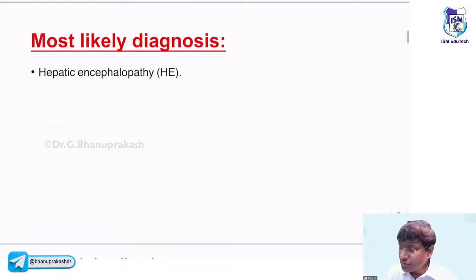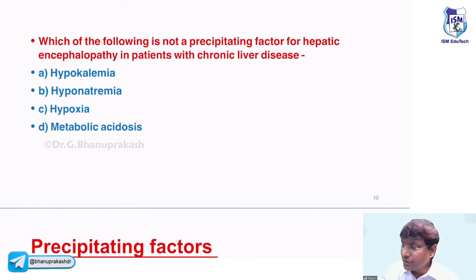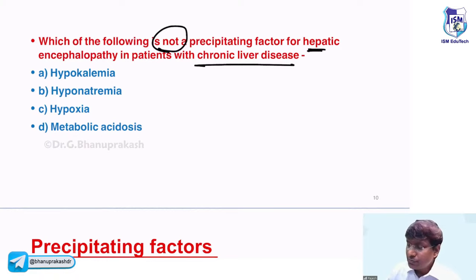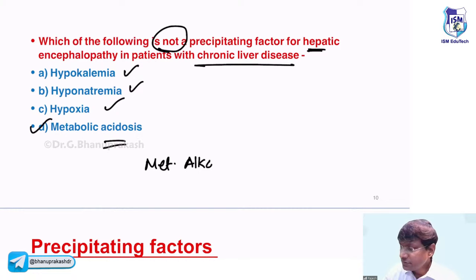Now tell me, which of the following is not the precipitating factor for hepatic encephalopathy in patients with chronic liver disease? Yes. Hypokalemia will precipitate hepatic encephalopathy. Hyponatremia and hypoxia can precipitate. But it is not metabolic acidosis. It is your metabolic alkalosis which will precipitate the hepatic encephalopathy.